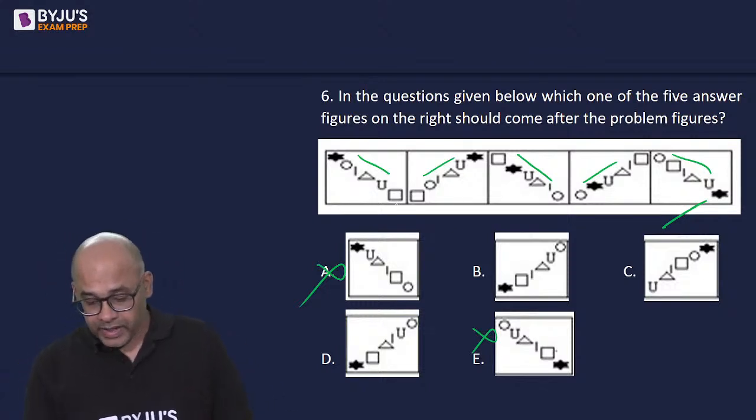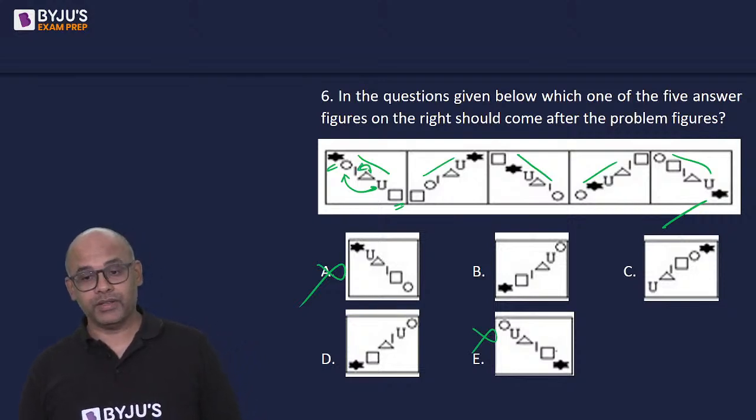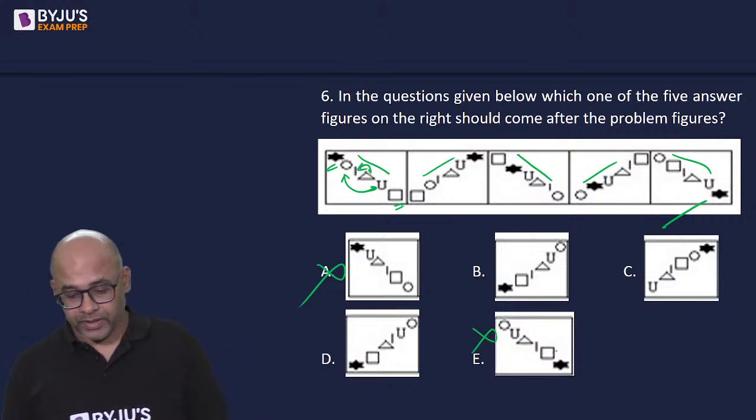You can see that this and this did not interchange. These two interchanged and these two interchanged. Correct? That's what happened. Right? So that's how you got this.